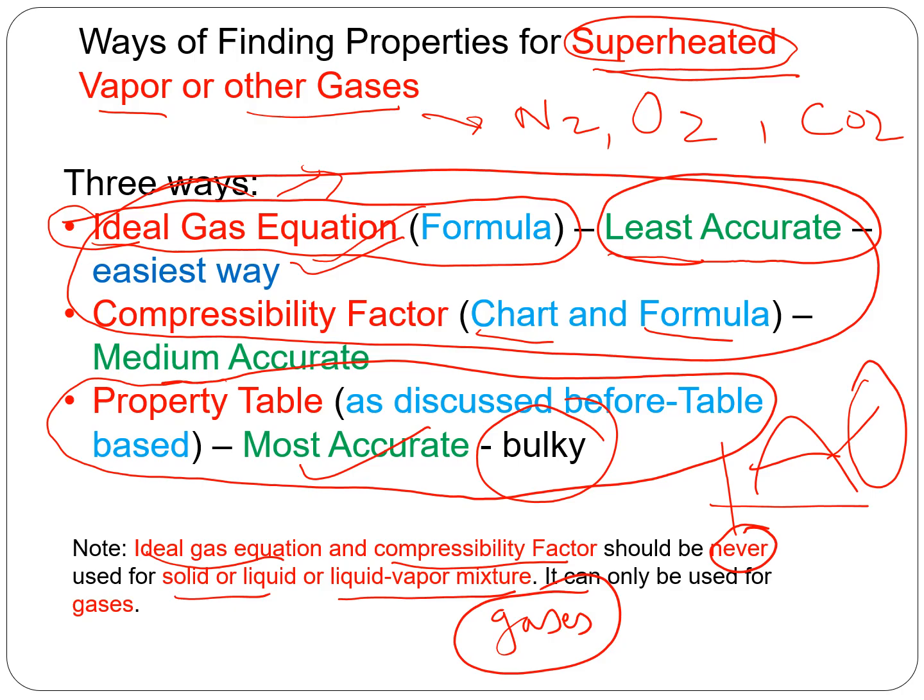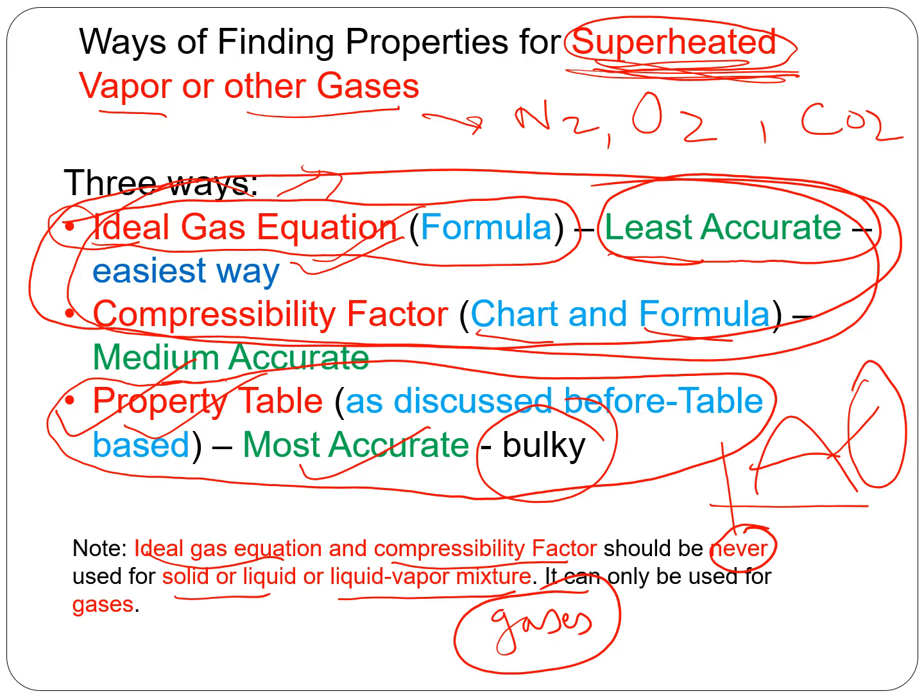By the name itself, it suggests gas. So it has to be either superheated vapor, or a gas like nitrogen, oxygen, carbon dioxide. Only when it is a gas can you use the ideal gas equation. So if it says liquid water, never use the ideal gas equation, never use the compressibility factor equation. Of course, we can use the property table, but the ideal gas equation and compressibility factor chart must be used only for gases and superheated vapor. We'll talk about under which condition superheated vapor can use the ideal gas equation later on.